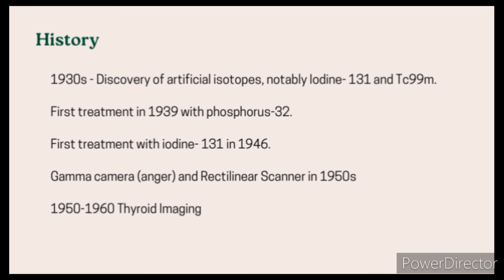History of nuclear medicine. In the 1930s, the discovery of artificial isotopes, notably iodine-131, used to diagnose and treat various diseases associated with the human thyroid, and Tc-99m, which is technetium-99m, as a hepatobiliary imaging agent. First treatment in 1939 with phosphorus-32, and iodine-131 in 1946. 1950s and 1960s saw thyroid imaging. Gamma camera and rectilinear scanner in the 1950s.